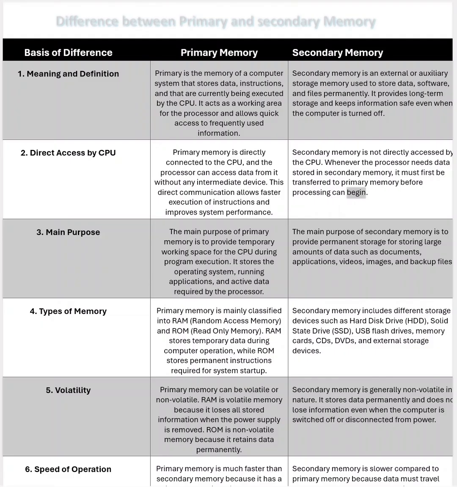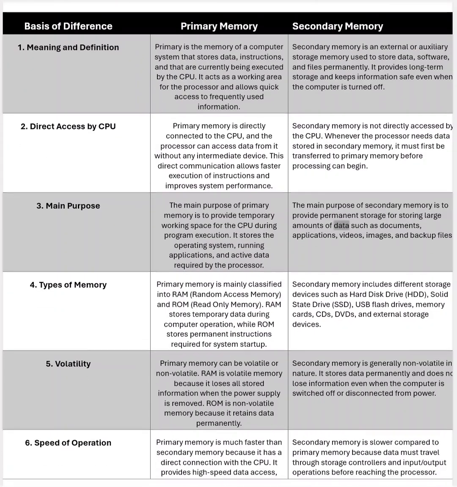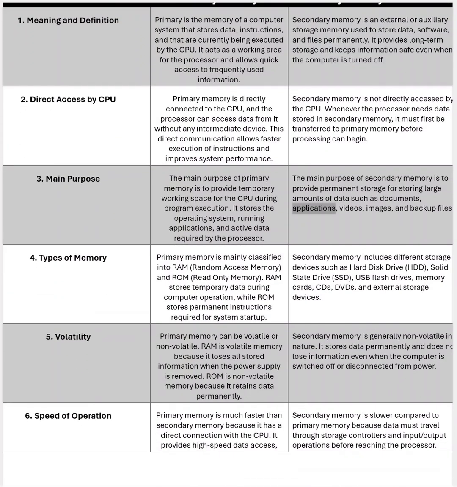3. Main purpose. The main purpose of primary memory is to provide temporary working space for the CPU during program execution. It stores the operating system, running applications, and active data required by the processor. The main purpose of secondary memory is to provide permanent storage for storing large amounts of data such as documents, applications, videos, images, and backup files.